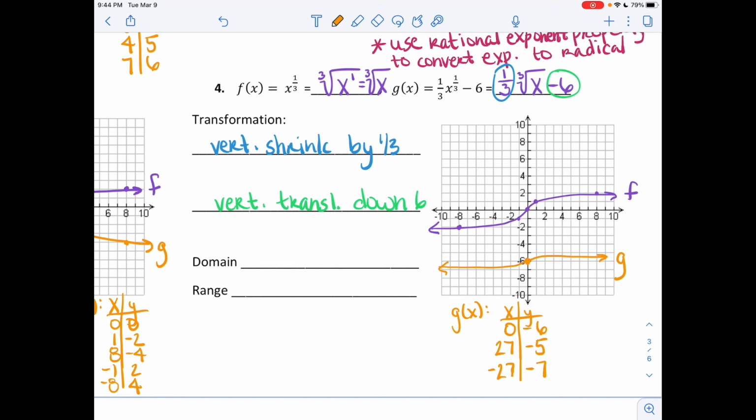Remember that for cubed root functions, our domain and range never change. So even though we've moved down and we've skinnied it up a lot and it almost looks like a horizontal line, it is ever so slowly heading towards positive and negative infinity in the y direction as well. So our domain and our range are all real numbers.